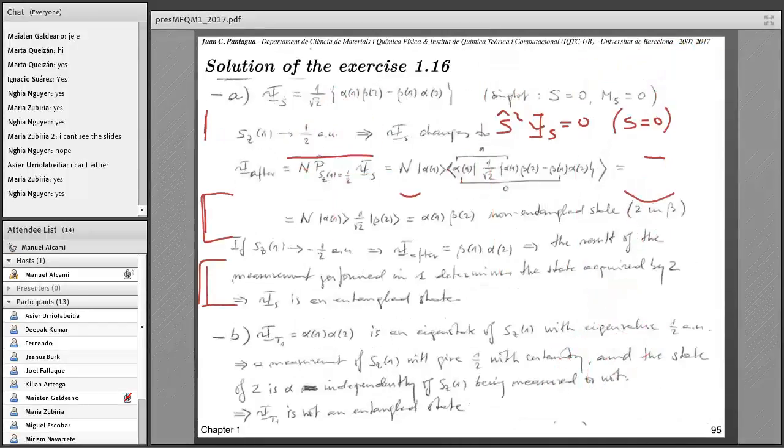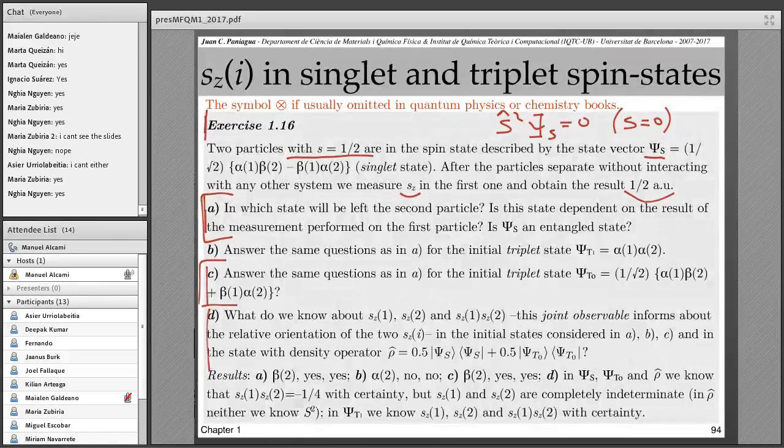Then, next question. What do we know about SZ1, SZ2, and the product of both? That's what is called a joint observable, an observable that involves both particles. And of course, this informs about the relative orientation of the two components. This is positive if they are parallel, negative if they are anti-parallel. I've referred to the Z components, of course.